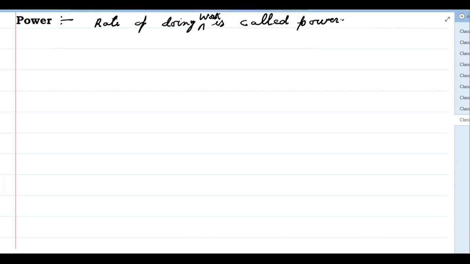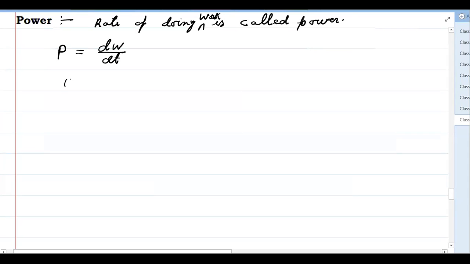Generally you will see the unit horsepower. Horsepower is a unit of power. This much rate they can do the work. So the definition of power in mathematical form, if you write it, is dW by dt.